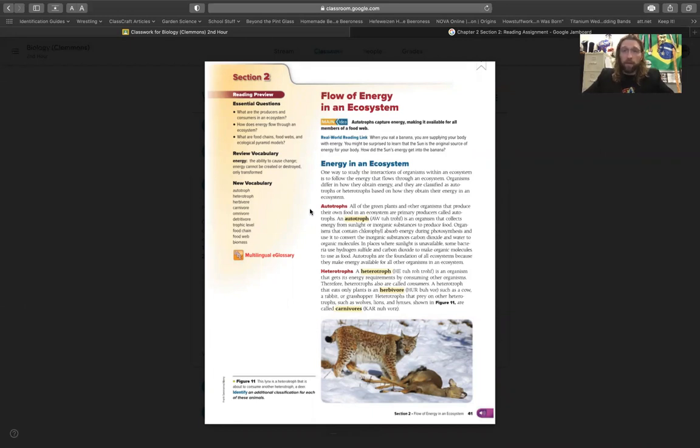It comes from the sun, goes into your producers or your plants, your autotrophs. That's what an autotroph is. It's a producer, right? And the energy is then turned into glucose. And glucose is turned into things like cellulose and starch and other things. And then your primary consumers, your herbivores, come in and they eat those producers.